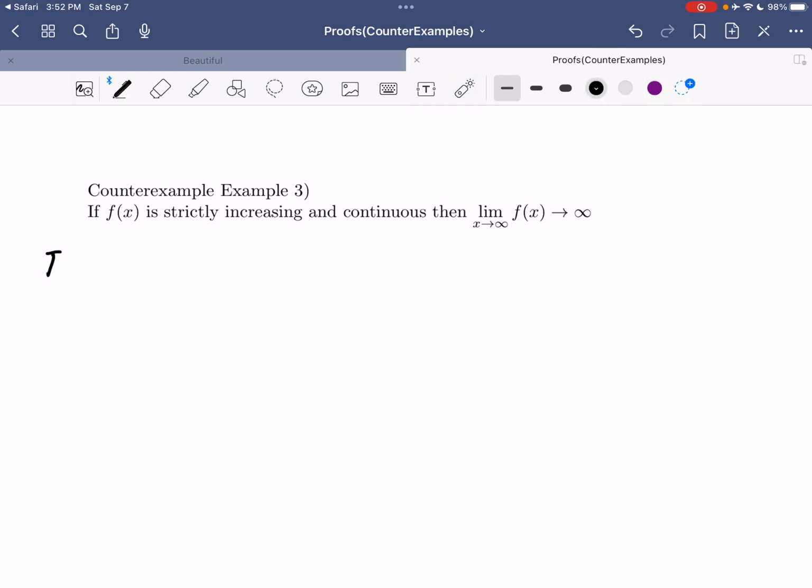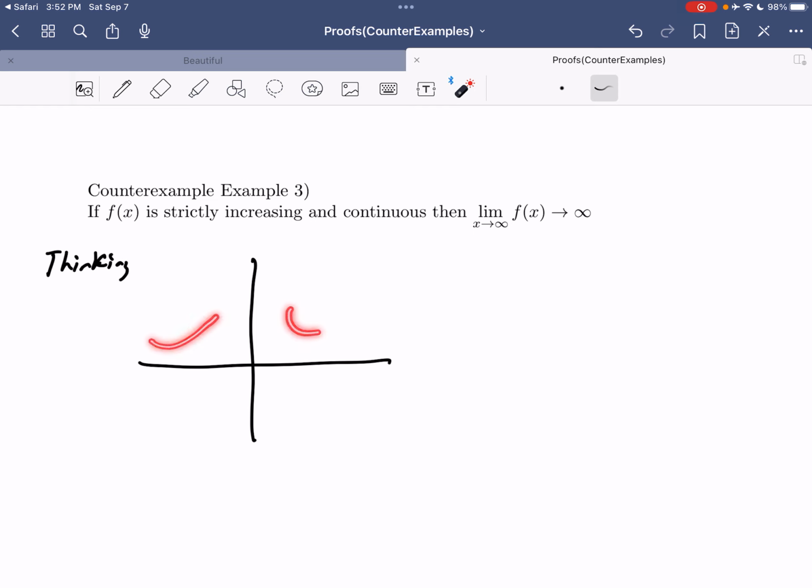right? So I'll just make a note. This is just some thinking. I think what most people would do is they'd say, okay, strictly increasing and continuous, so I've got to draw it like that, right? I can't have any gaps, and since it's strictly increasing, it's got to go up. So people would normally draw something like that, and they'd say, well, that looks problematic because it seems to be going up and up, which is saying that the limit of f of x is infinity. So you can see how this statement might seem true.